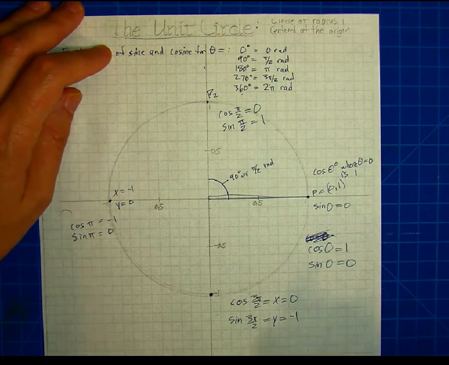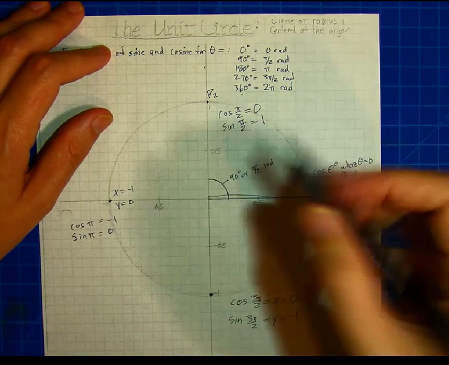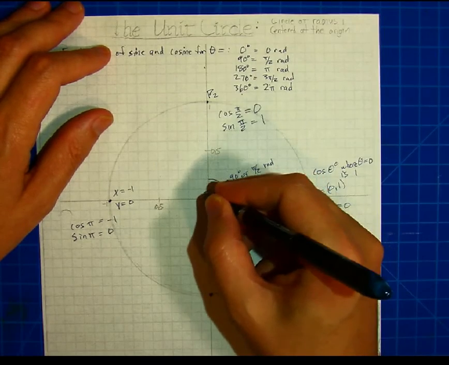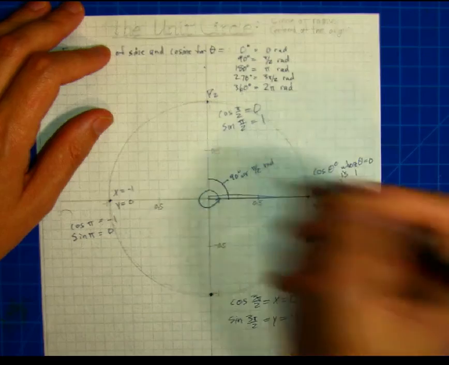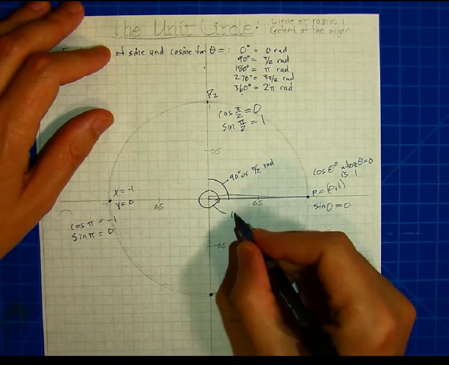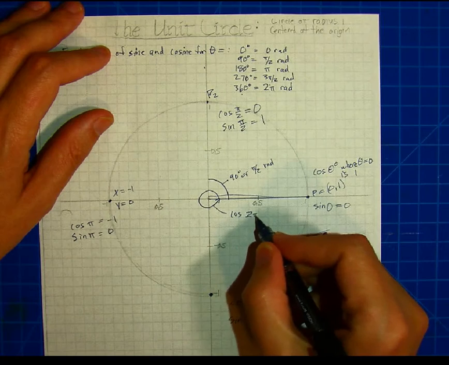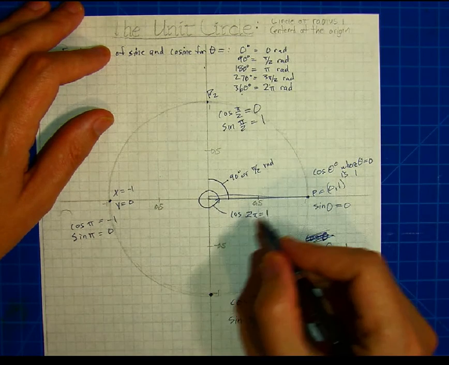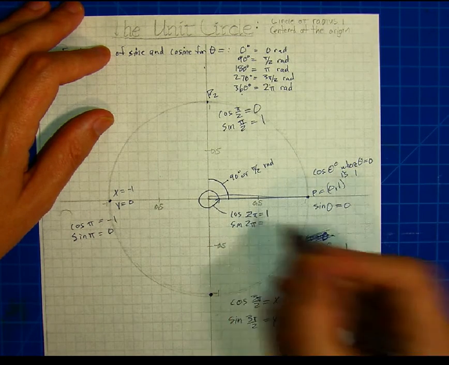If we get up to 360 degrees, what does 360 degrees look like? It looks like this. We've come all the way back around. So if you want to, you can just copy your answers over here. Cosine of 2 pi equals 1. Sine of 2 pi equals 0.